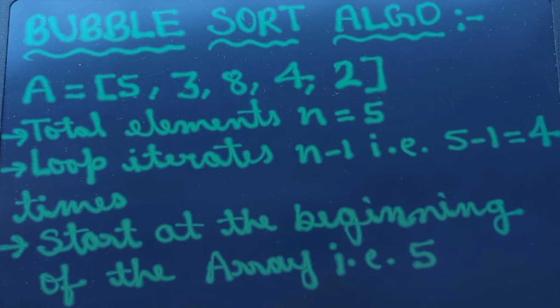And we will start at the beginning of the array. So we will start from element 5, that is first element of the array. And this loop controls the overall sorting process and number of passes needed to sort the entire array. Here pass refers to a single iteration through the entire array where adjacent elements are compared and swapped if they are in the wrong order.